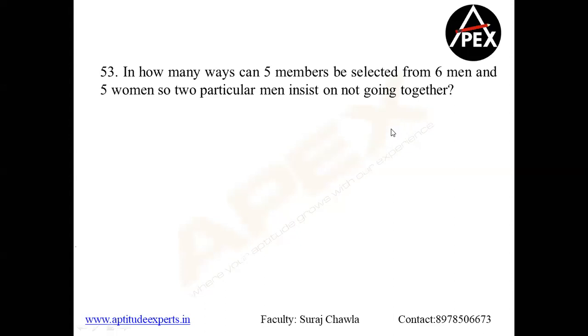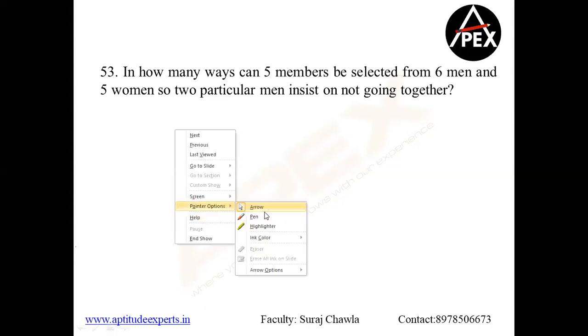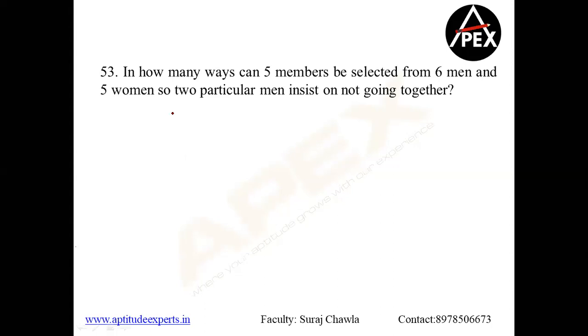Yep, so two particular men insist on not going together. That means what? Now, this is again a common scenario. Two friends always had a fight. Now, A says, if B will come, I will not come. B says, if A will come, I will not come. Let's say two boys. A says, if B will come, I will not come. So there is a possibility where I'm selecting A and I'm not selecting B.